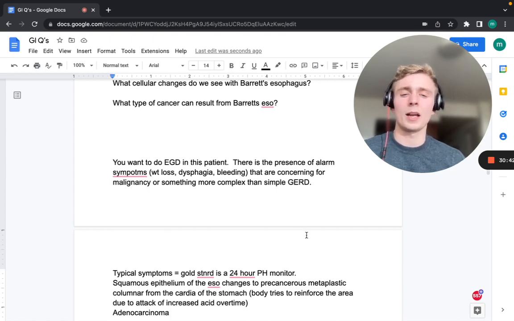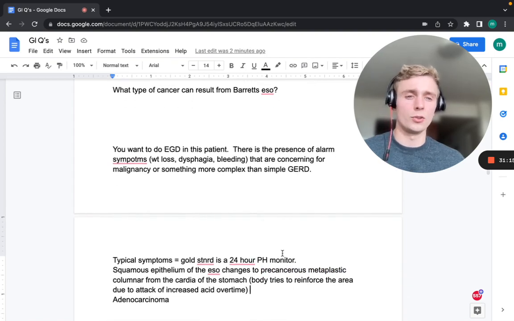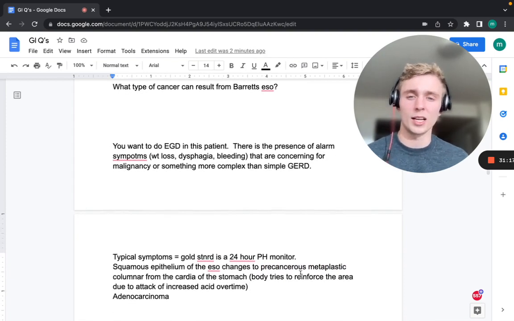So basically, how I think of it is the body tries, the esophageal tissue is not used to all that acid refluxing, so the body's going to try to reinforce it and put some heavier duty cells there, which are the columnar cells as opposed to the squamous epithelium. And this is from the cardia of the stomach, that most top portion of the stomach right before it enters the esophagus, that's some pretty hefty cells there. So your body's basically trying to put some of those cells there, and this is going to be precancerous metaplastic columnar, however, as it tries to reinforce that area to withstand the attacks of acid over time.